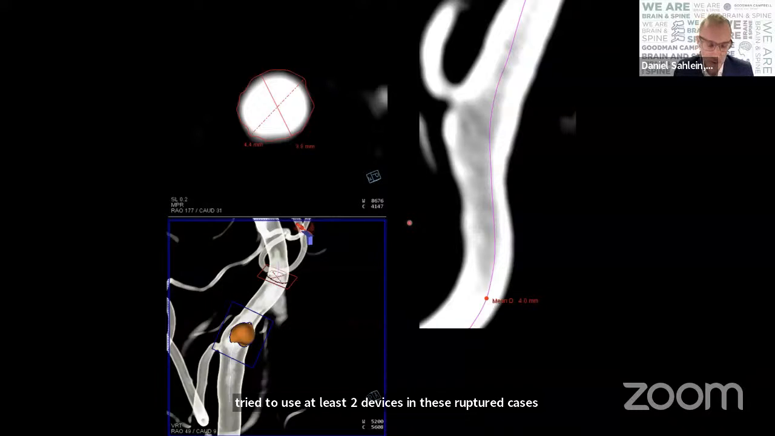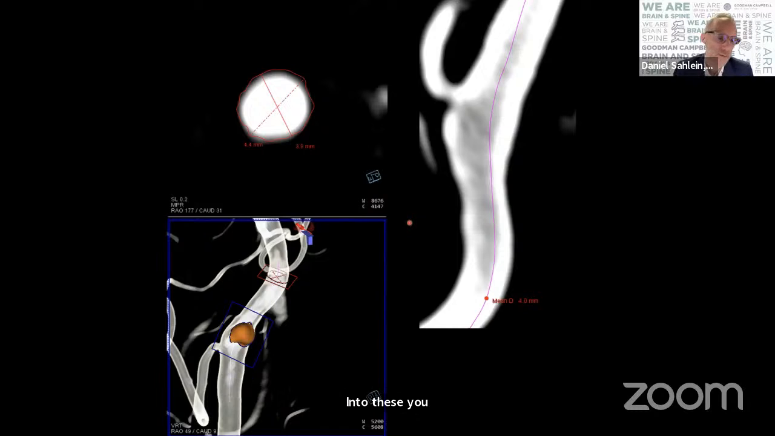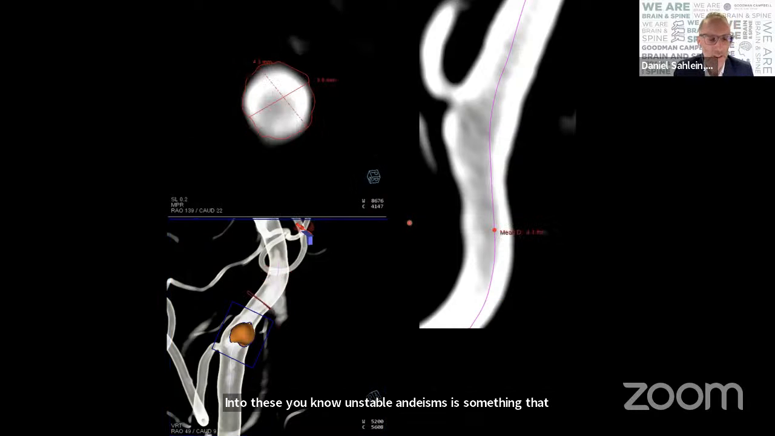If we can, if it's even remotely feasible or reasonable. And the reason is that these are not entirely protected until the device endothelializes. So constraining flow as much as possible into these unstable aneurysms is something that we philosophically believe in.